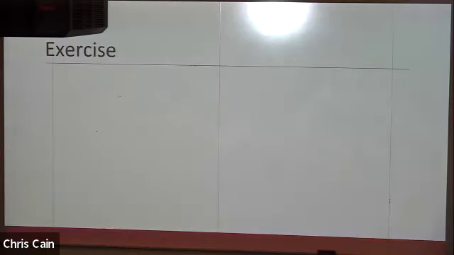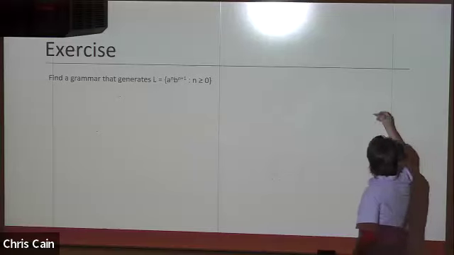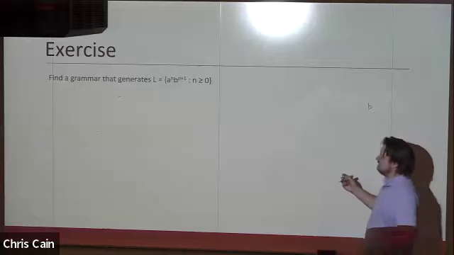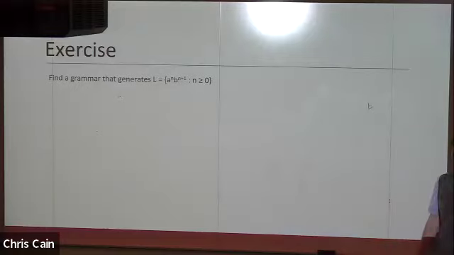All right, let's try a couple on our own, and possibly even go the other way. Find a grammar that generates the language A to the N, B to the N plus 1. Before we dive too deeply into this, let's come up with a little list of strings that are in the language. So what is a string that is in this language? B is in this language: A to the 0, B to the 1, N is 0. What else is in this language?